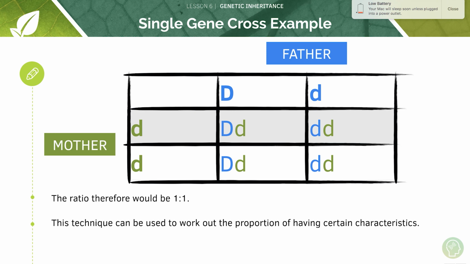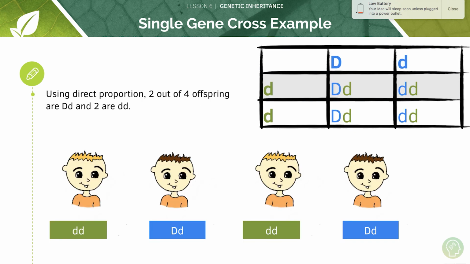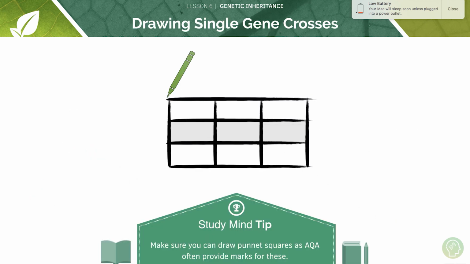So this technique can be used to work out the proportion of having any characteristic that is a single gene characteristic. So as I've said, our outcome of our offspring are either our heterozygotes, which are going to be big D, little d, and because they have the big D present, they're going to have dark hair, or little d, little d, and because they don't have the dark hair allele present, they're going to have light hair. So make sure you can draw Punnett squares like these, as AQA often provides marks for these.